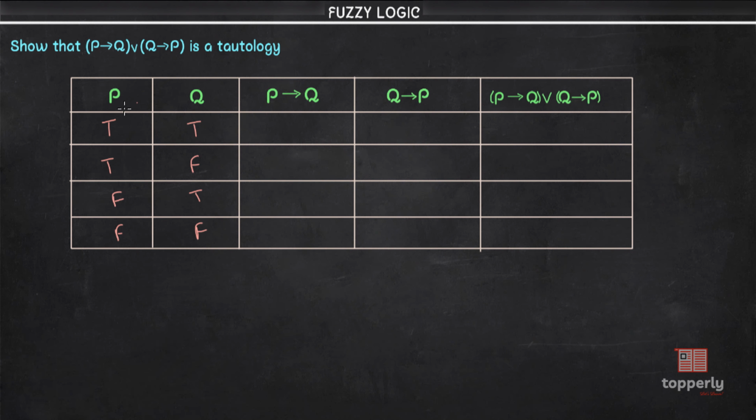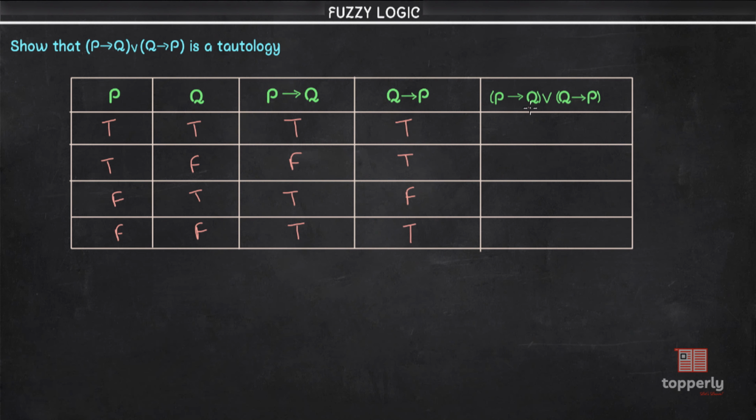P implies Q. Here P and Q both are true. So P implies Q will be true. Here P is true, Q is false, so it will be false. P is false, Q is true, therefore it will be true. And when both are false, it will be true. Then in the case of Q implies P, since both are true, Q implies P will be true. Here Q is false, P is true, therefore it will be true. Then here Q is true, P is false, so it will be false. And finally Q is false, P is false. Since both are false, it will be true.